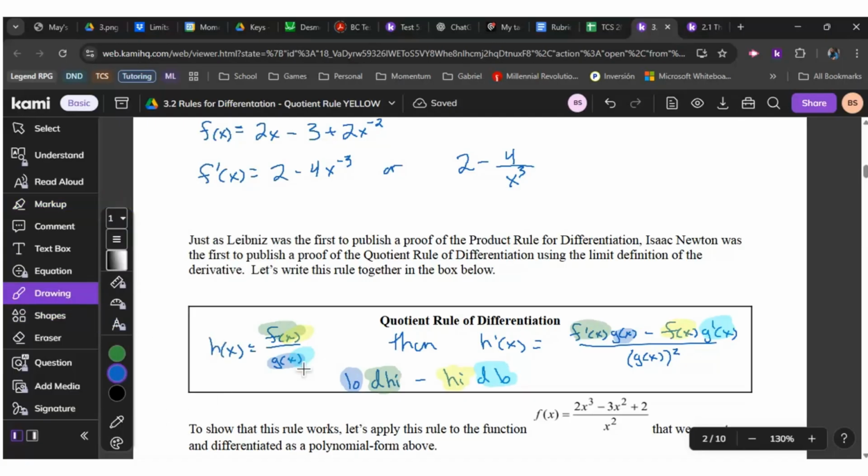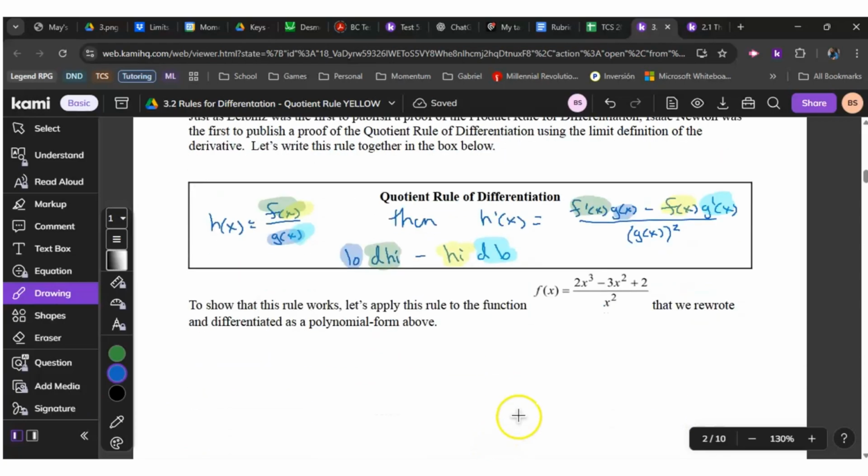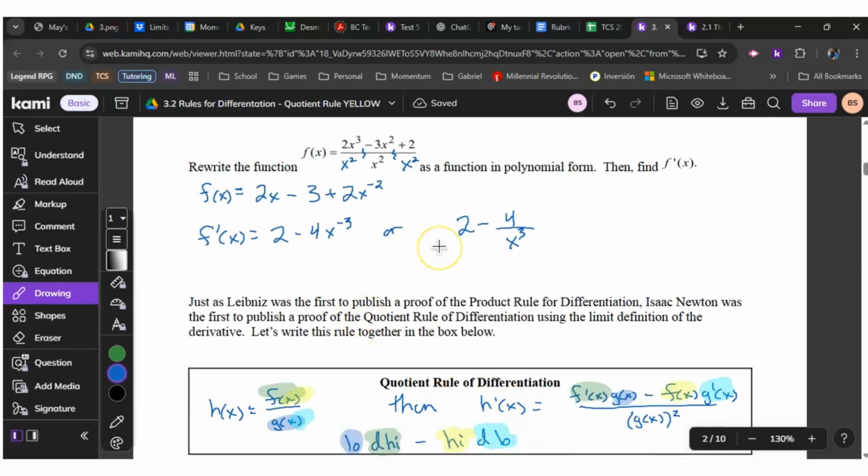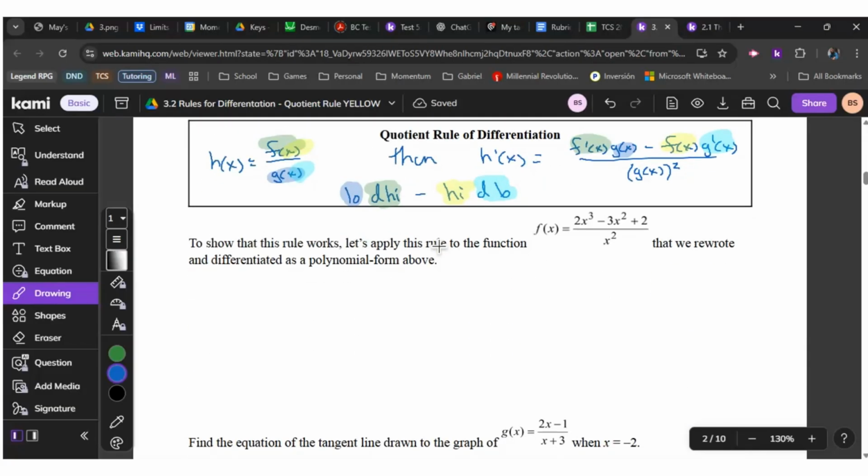All right. So, low d high minus high d low. If you don't remember how to do quotient rule, just remember low d high minus high d low over low squared. Anyway, let's actually apply this, and we're going to prove that we get the same thing. Now, guys, remember, the proof ones are always more work. But later we're going to be like, haha, now you have to use it.